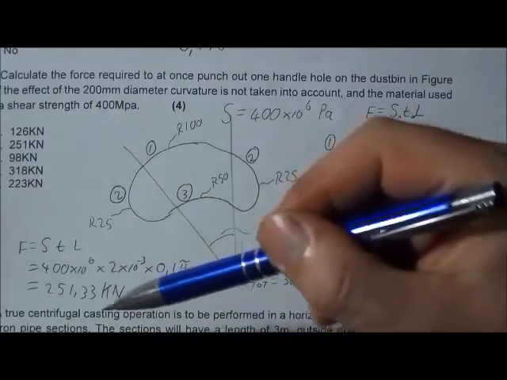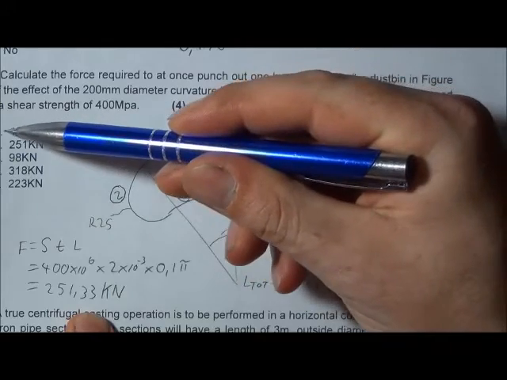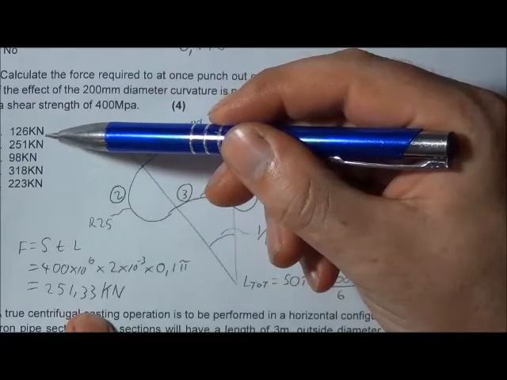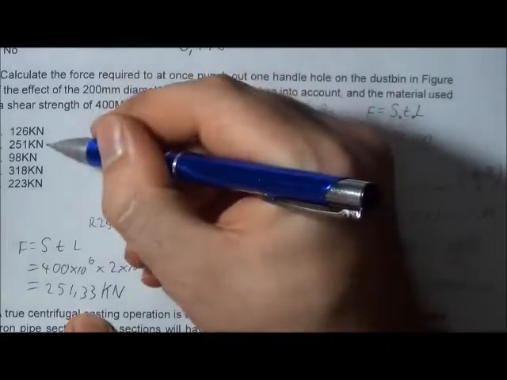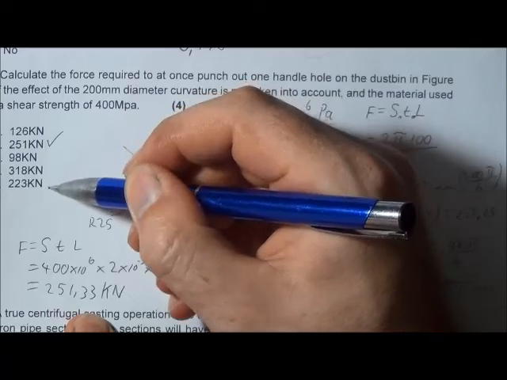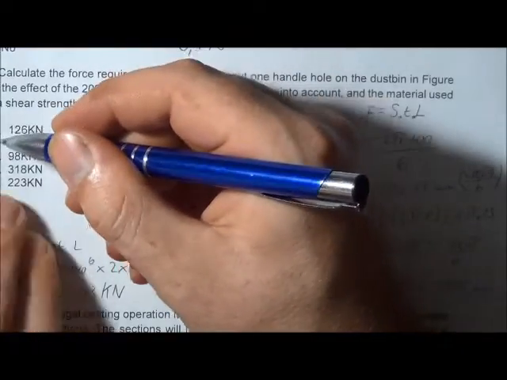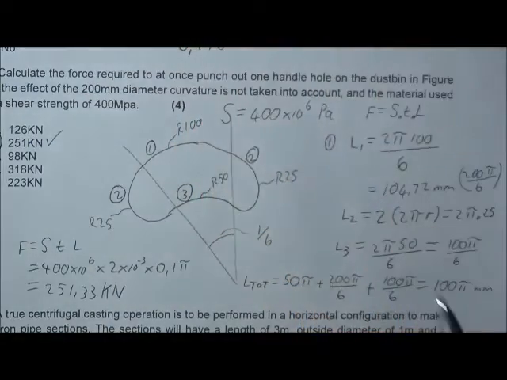kilonewton. Let's see if we have any of those available. A 126, B 251, C 98, D 318, E 223. So 1.5, correct answer is B.